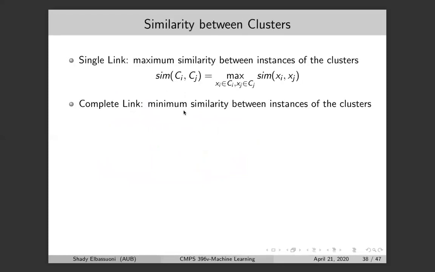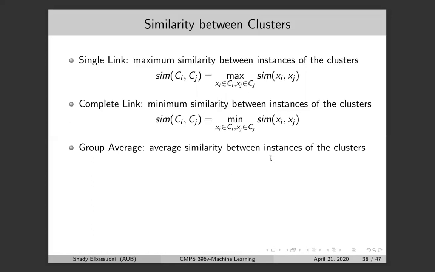Complete link: minimum similarity between instances of the clusters. The idea is I want clusters for which the minimum members are really close to each other. Yeah, the ones that are furthest away from each other are close enough. So I pick based on the worst case scenario. I compute the similarity between every pair of points, one in one cluster and one in another, and then pick the minimum similarity as a measure of similarity between the 2 clusters.